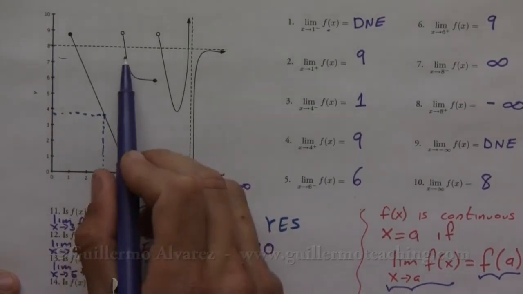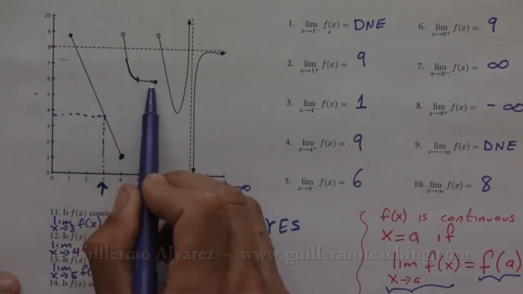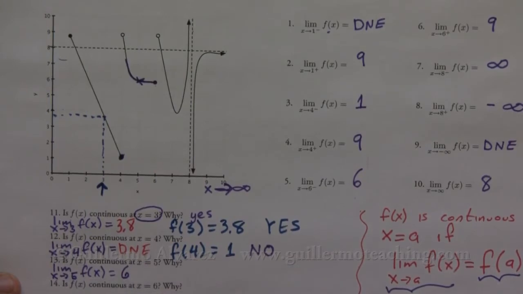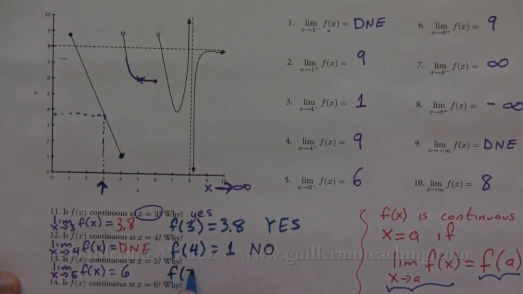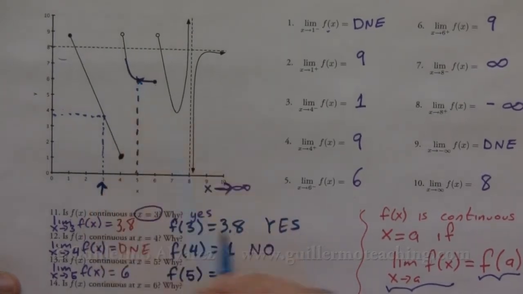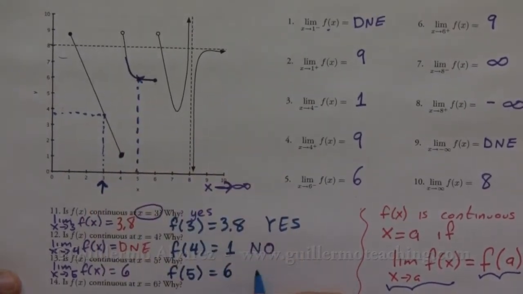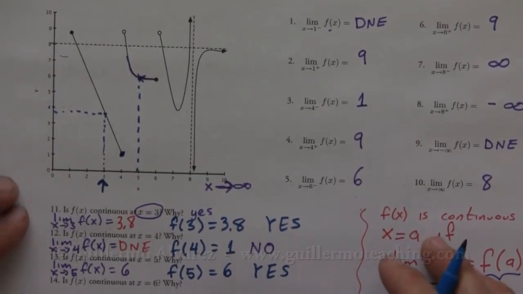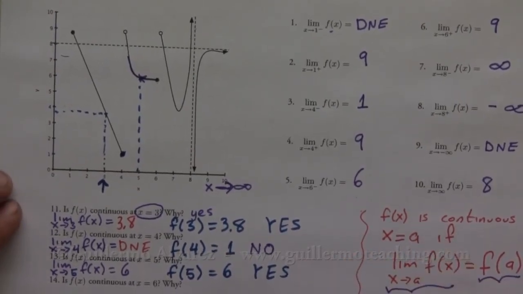If we come in from the left and we come in from the right, we'll notice that from both directions it's going towards 6. And if we try to find the value of the function at 5, it's going to 6 as well. So that means, yes, it is continuous at x equals 5. Okay.